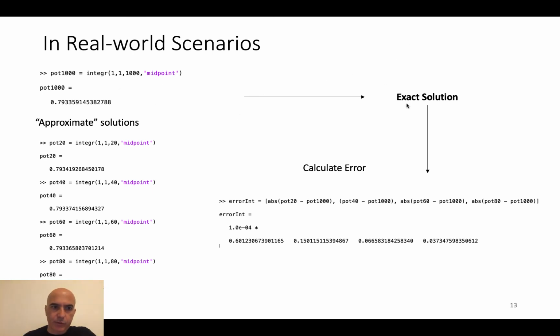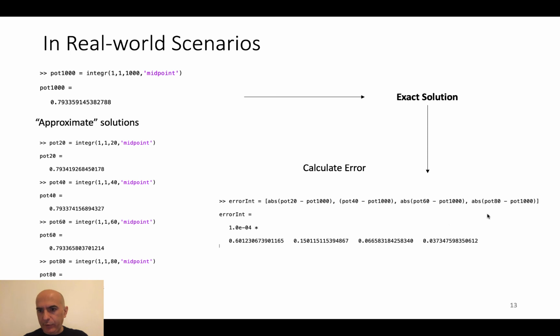We take this very high resolution result as our exact solution. The other approximate solutions will be the ones that use way fewer squares in our domain. So for instance, we can use 20 by 20, 40 by 40, 60 by 60, and 80. We can calculate the error by comparing the values of our integral using a small number of grid points, for instance 20 by 20, with the one that we consider the exact solution, the high resolution one using 1,000 grid points.